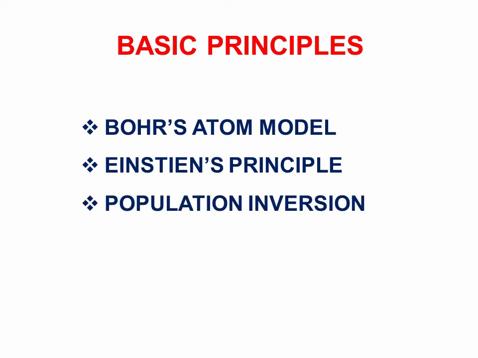Next, we are going to discuss population inversion. The number of electrons in the excited state should be more than the number of electrons in the ground state. This can be achieved by a pumping method. For example, in the optical pumping method we use flash lamps. So, population inversion can be achieved.